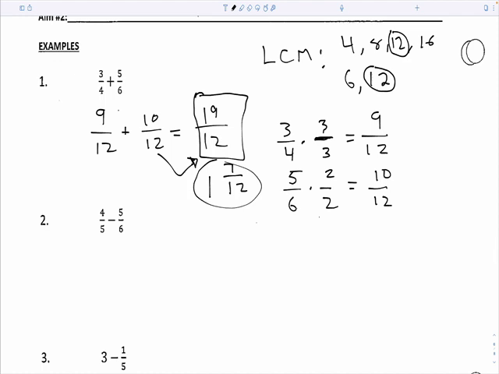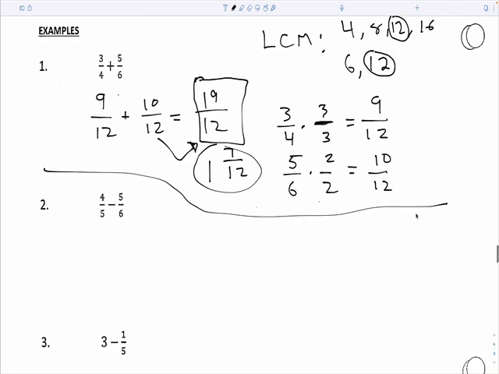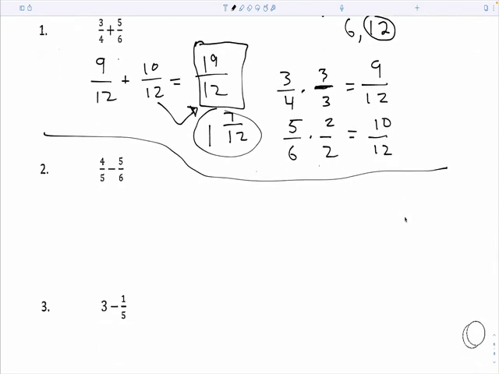Draw a line on number 1. You'll start on number 2 with a partner. Like for subtracting, is it the same thing? You just have to change the denominator? Same process for subtracting. Yep.